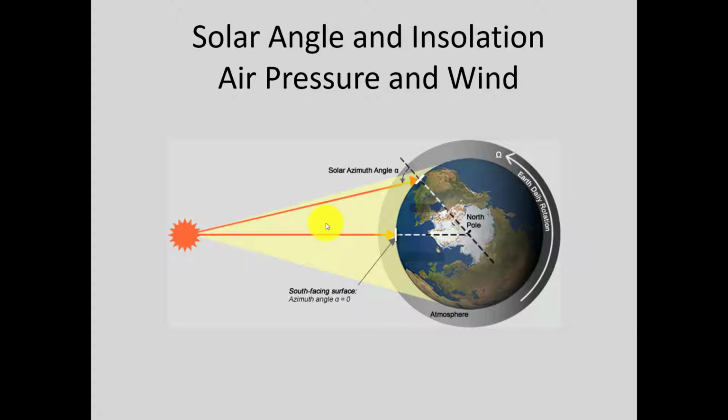And the idea of a solar angle is that the sun's rays do not strike at a 90-degree or perpendicular angle everywhere on Earth. At the equator, they are at a 90-degree angle. As we move away from the equator, this showing you in the northern hemisphere, there is a reduction, less than 90 degrees, of the solar azimuth angle.